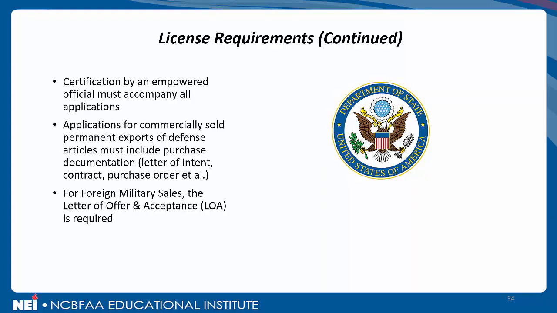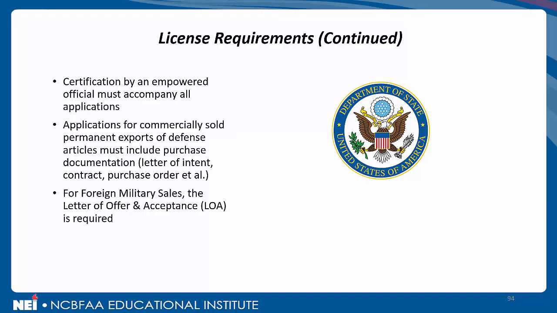Moving along with license requirements, certification by an empowered official must accompany all applications. There's a definition that we brought forward so many sections ago, that empowered official has the authority to certify license applications. Applications, as we see in our second bullet point, for commercially sold permanent exports of defense articles must include purchase documentation, a letter of intent, contract, and/or purchase order.